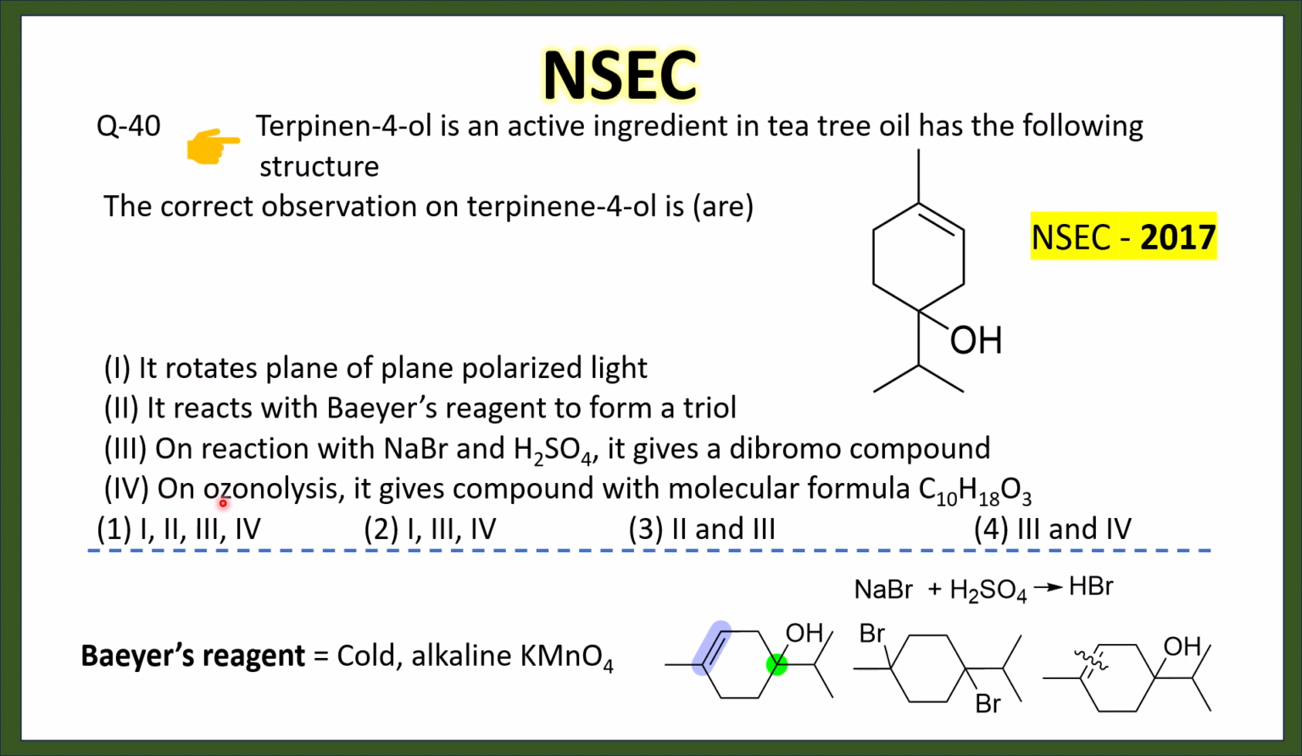And on ozonolysis it gives the compound with this molecular formula. Ozonolysis happens at this double bond, forming a keto acid. So that means 4 oxygen atoms come from the acid part and 1 from the ketone part, and this gives this formula. So this is also correct. Here 1, 2, 3, 4, all options are correct.